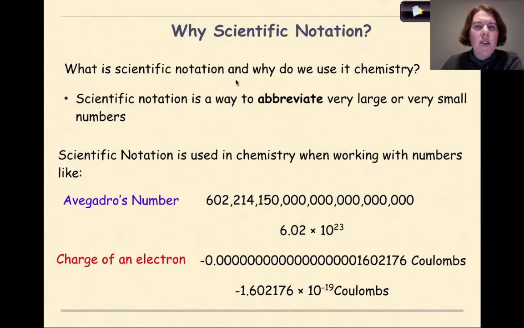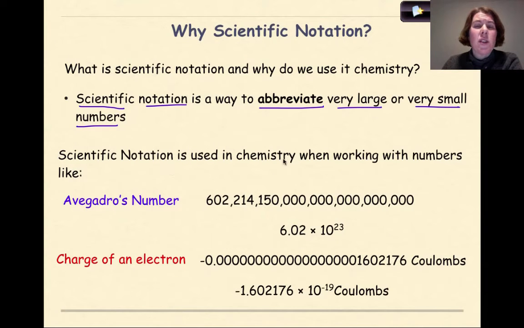What is scientific notation and why do we use it in chemistry? Scientific notation is a way to abbreviate either very large or very small numbers, and in chemistry we definitely use some very large numbers and some very small numbers.